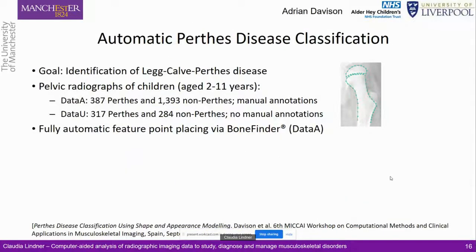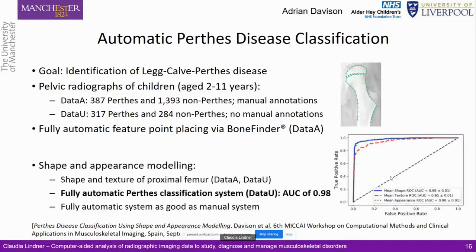Now, another example of using statistical shape and appearance models is this one here, where we worked with Orthopaedic Children's Hospital and the University of Liverpool. And the study was led by Aidan Davison. And here we developed a tool to automatically identify whether a child is suffering from Legg-Calvé-Perthes disease based on the hip radiograph. Again, we developed a bone finder model, in this case, to outline the proximal femur in radiographs of children's hips. And then we used the automatically located point positions to build statistical shape and appearance models.